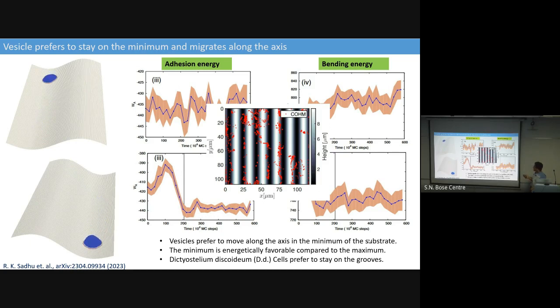So this experiment is done on the BB cells, these amoeba cells, by our collaborators. What they did is capture the center of mass of the cell, many cells, at many times, and they also observe some kind of clustering on the concave part. And in the convex part, there are very few cells.